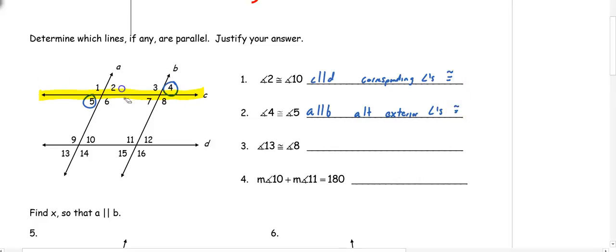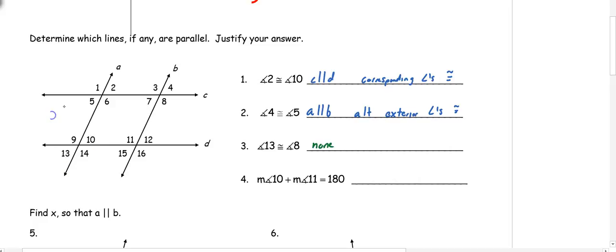In number 3, we have angle 13 is congruent to angle 8. Now, both of these angles don't have any shared sides because 13 is touching D and A, 8 is formed by B and C. Since they don't have a transversal, there is no relationship, so we can't show that any of our lines are going to be parallel because there's no angle relationship.